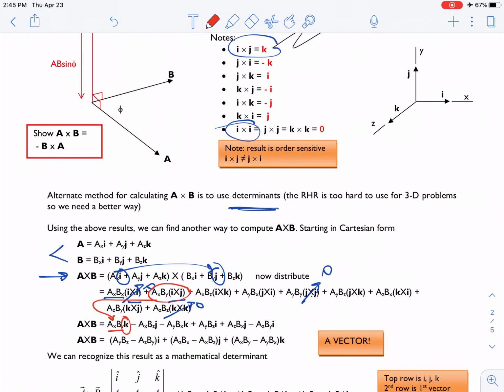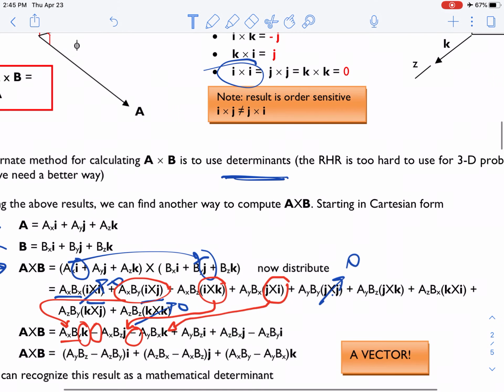So here we have i cross k. i cross k is, let's find it, negative j hat. So I'm going to put this in here, and here comes a negative, and negative j hat is i cross k. Again, we'll keep doing this. j cross i now, this is negative k hat, and here you go, you have k hat here and negative in the front.